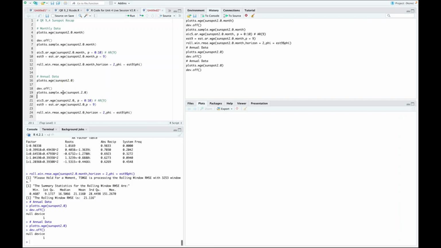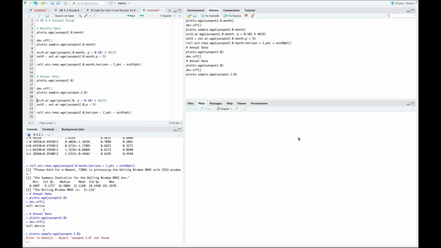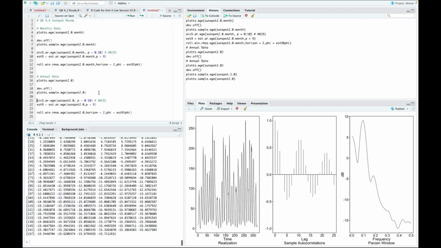I'll go ahead and run plotts.sample.wge so we can check it out. It'll look pretty similar to us. Sunspot dot 2.0. Sunspot. Little typo there, always good. There we go. So, very quick. There are our two prominent peaks. One is over, this is the yearly data, so that's about 1 over 10 or a little bit less, showing the period of 10 or 11, and another one at 0 showing these wandering amplitudes here.